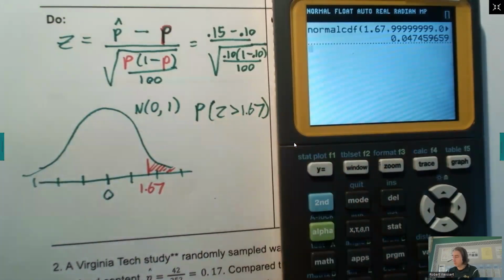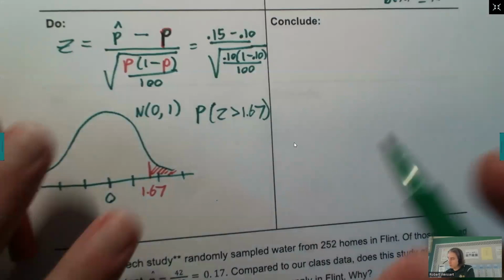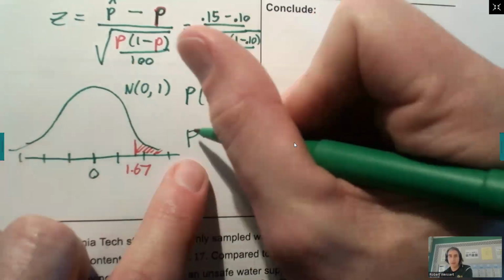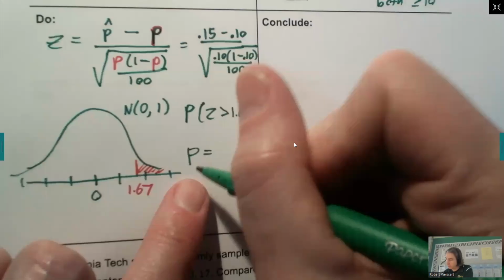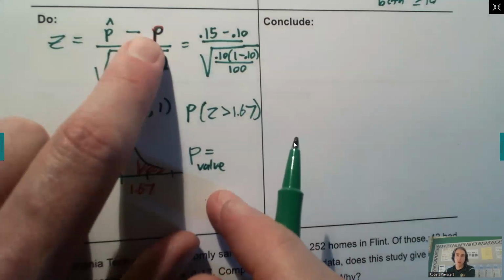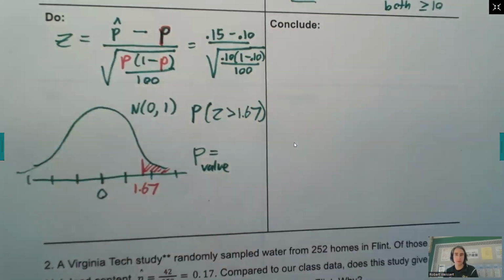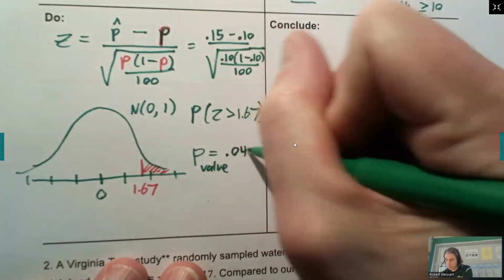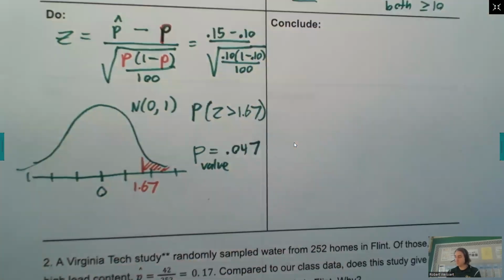That's your p-value, okay? So you would say your p-value, or you could just say p, or if you want to make it distinct from the null hypothesis proportion, because people can get those confused, you write p-value, and you get about 0.047. I'll just go that far out. And that's what you want to conclude on that.